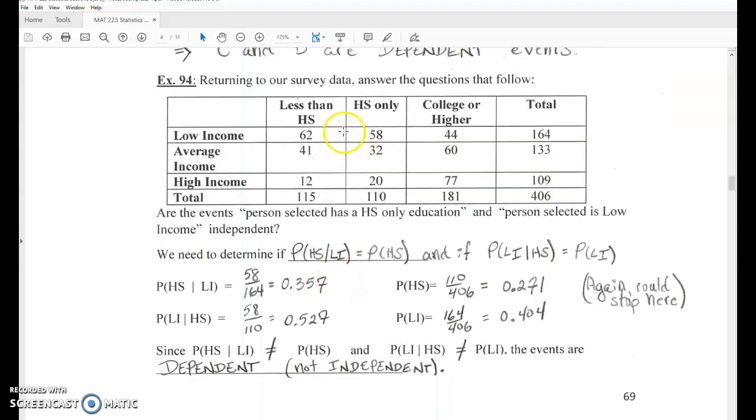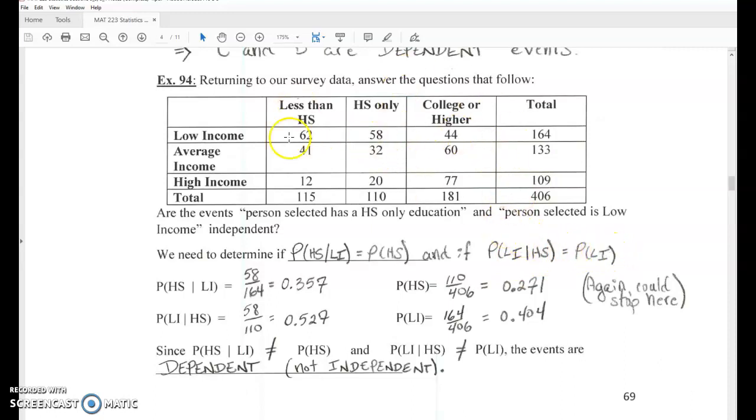So if we return to our survey data, let's answer the following questions. We want to know if the events the person selected has a high school only education and the person selected is low income are independent, or are they associated? If they're independent, they're not associated; there's no relationship. If they are dependent, then there is some relationship here. So what we need to determine is if the probability of being high school educated, given that you're a low income person, is the same as just the probability of a high school educated person, and the other way around: the probability of being a low income person, given that you're high school educated only, is the same as the probability of being a low income person.